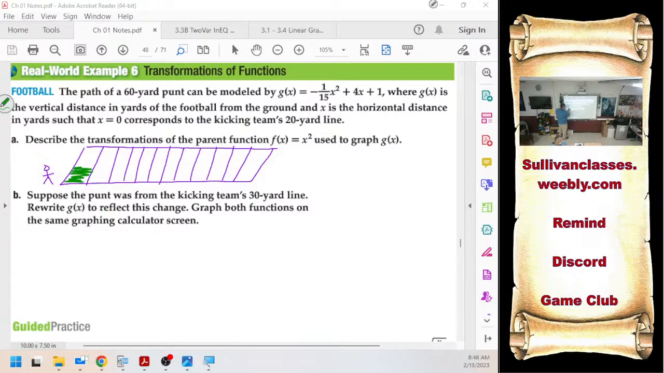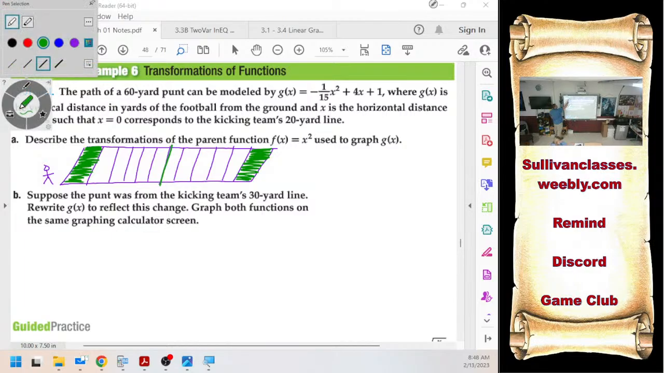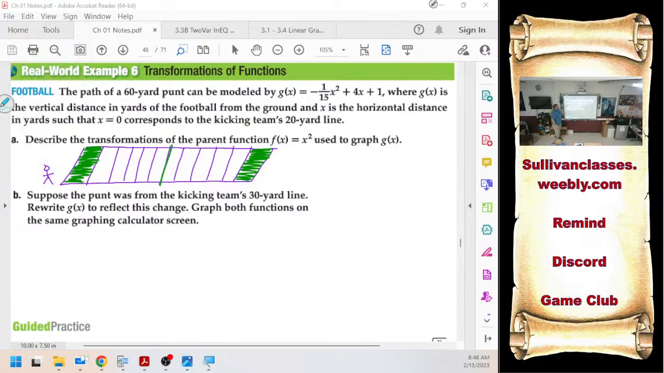So here, let's do this so we understand. This is end zone, end zone. So it says x equals 0 corresponds to the kicking team's 20-yard line. So here's end zone, and I'm going to kick from here. Function g of x is going to show my vertical distance compared to horizontal distance. Describe the transformations used to graph that.